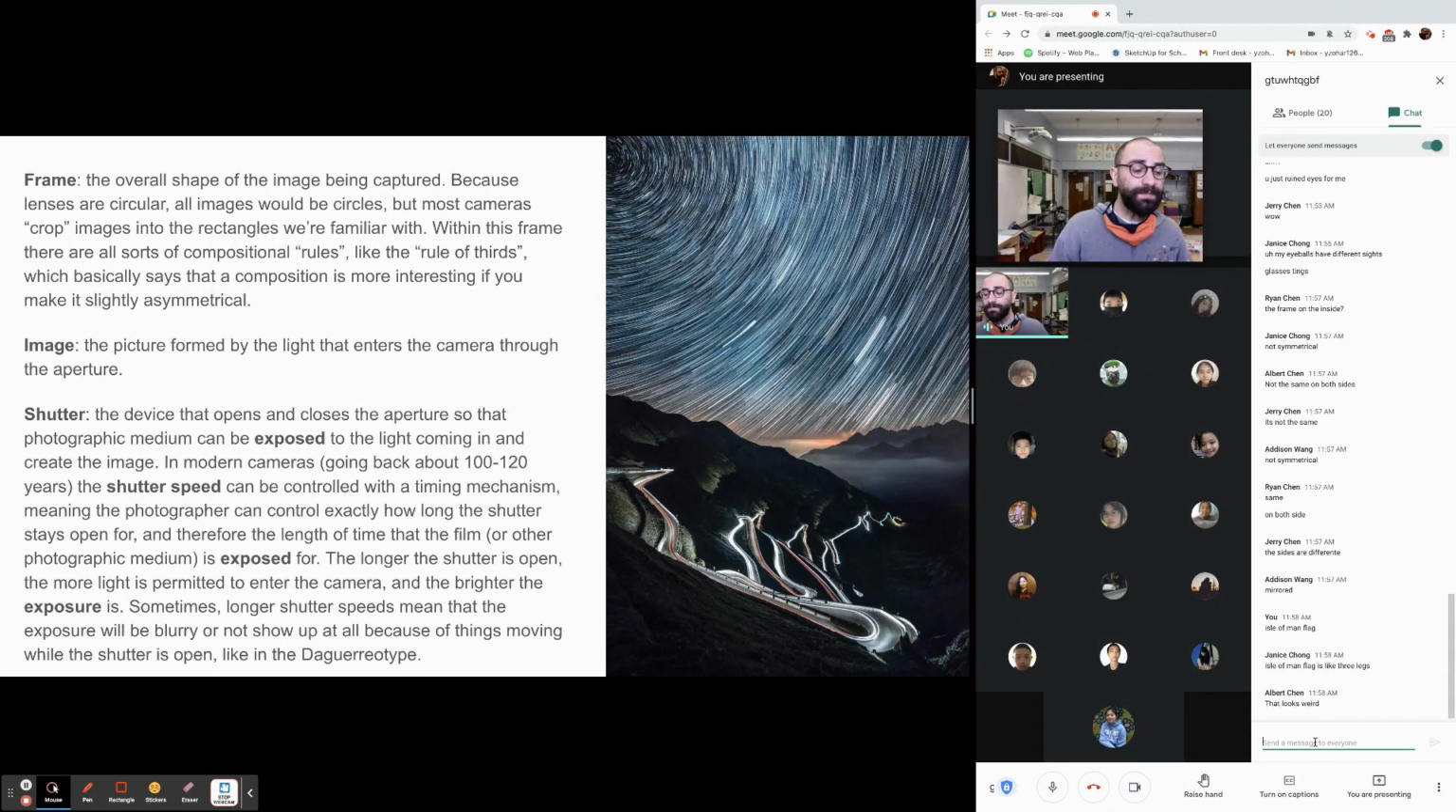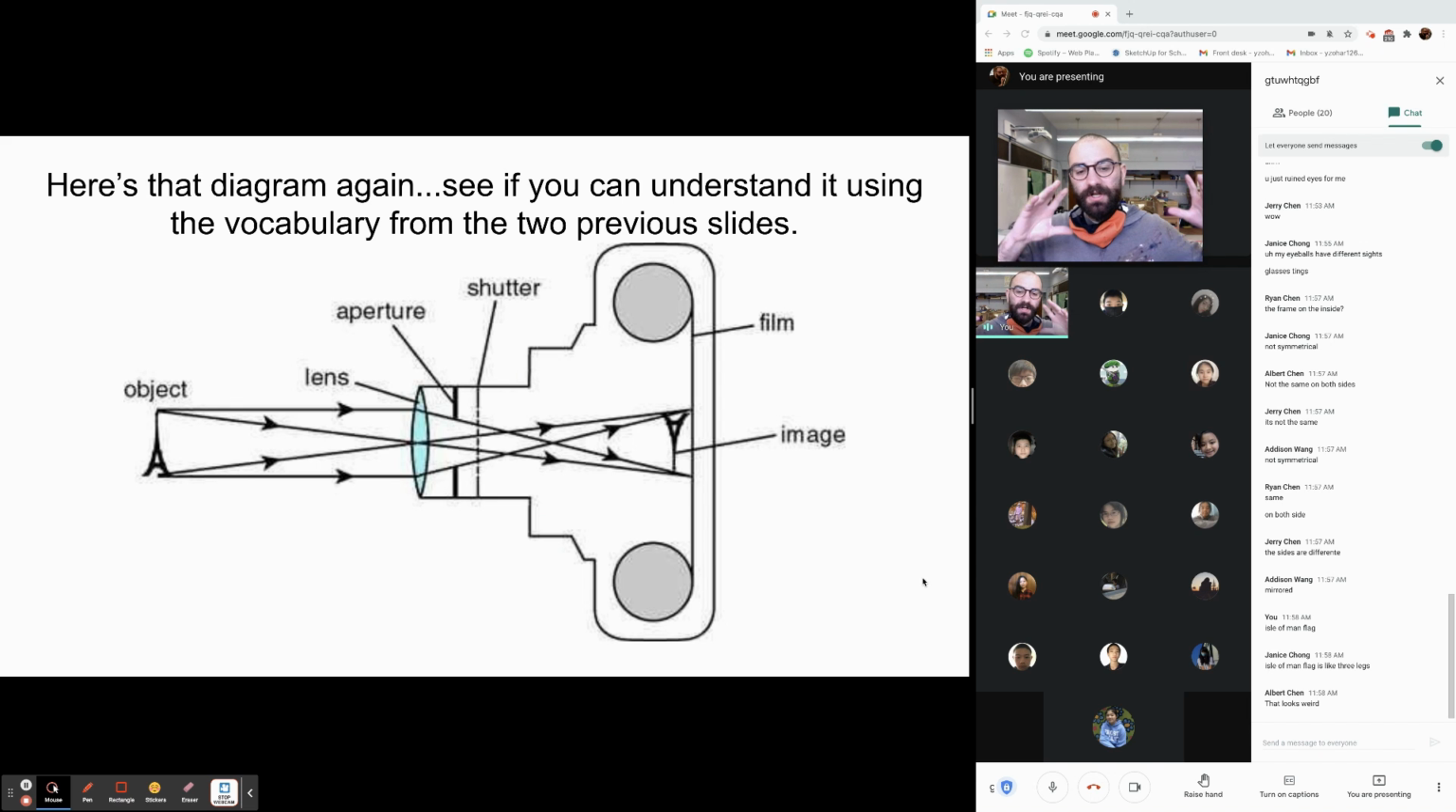The longer the shutter is open, the more light is permitted to enter the camera, and the brighter the exposure is. Sometimes longer shutter speeds mean that the exposure will be blurry or not show up at all because of things moving while the shutter is open, like in the daguerreotype, right? And also larger apertures will lead to brighter exposures than smaller apertures, right? Here's that diagram again. See if you can understand it using the vocabulary from the two previous slides. This should start to make more sense now that we understand what all these parts are.